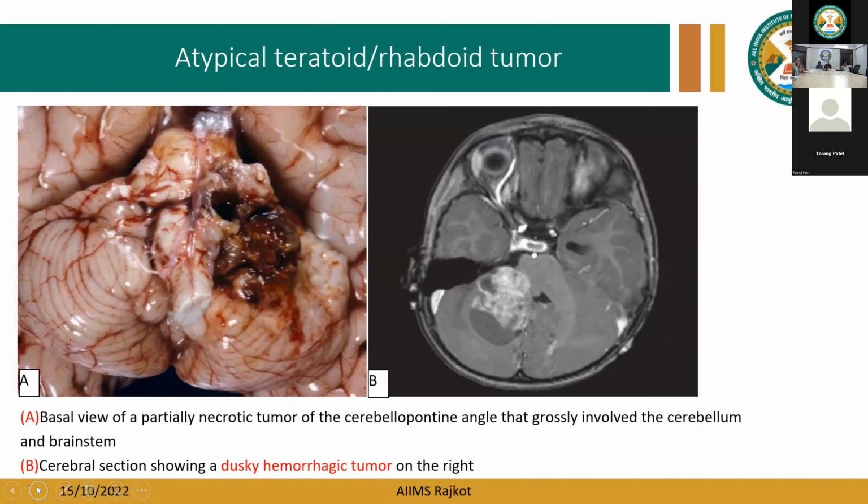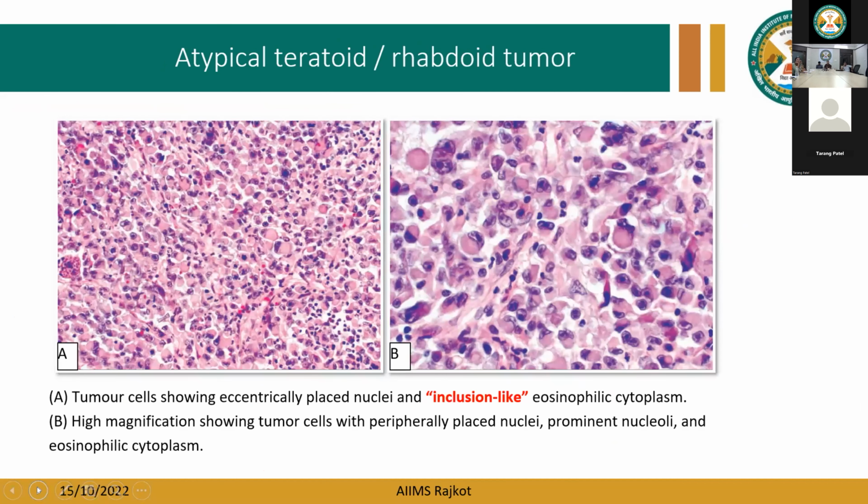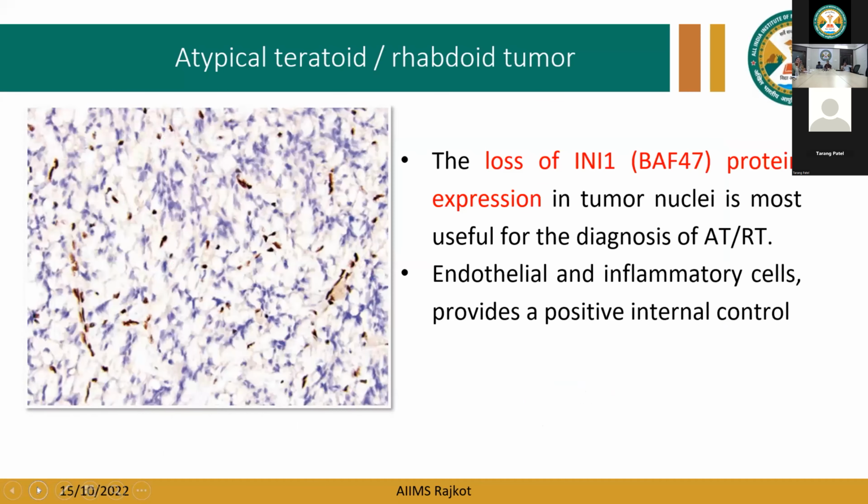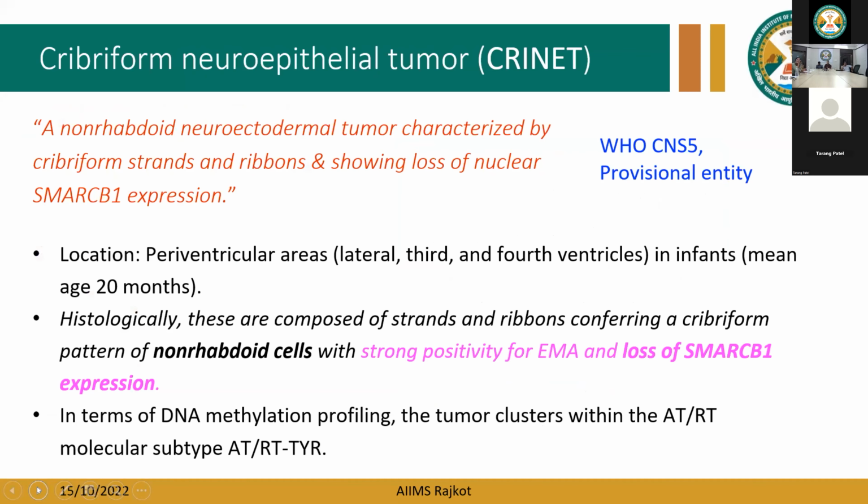This is a gross picture. You can see it is a partially necrotic tumor of the cerebellopontine angle, and it will be a dusky hemorrhagic tumor. This is the morphology. There will be tumor cells having eccentrically placed nuclei, inclusion-like eosinophilic cytoplasm, and prominent nucleoli. There will be loss of INI1, BAF47 protein expression. As you can see, the internal control will be endothelial and inflammatory cells.